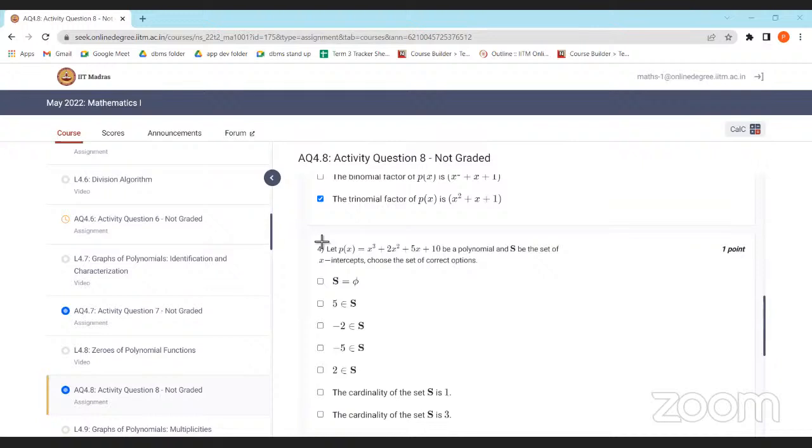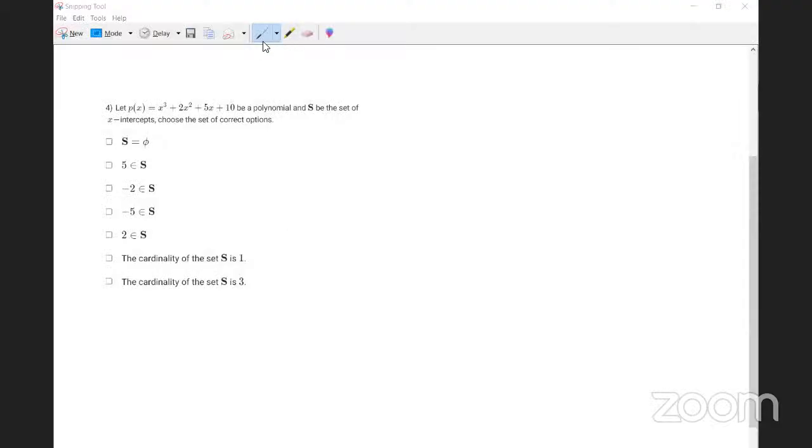See, it has degree 3, right? So it will have 3 zeros. There has to be 3 roots, because it has degree 3. Two roots are in the complex zone. So one real root and 2 roots in the complex zone.